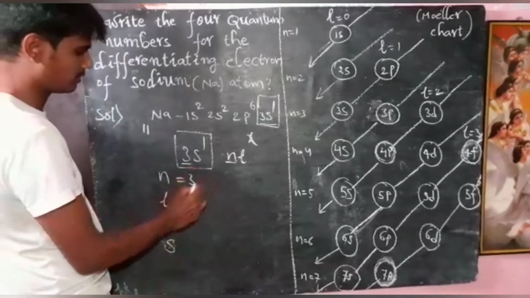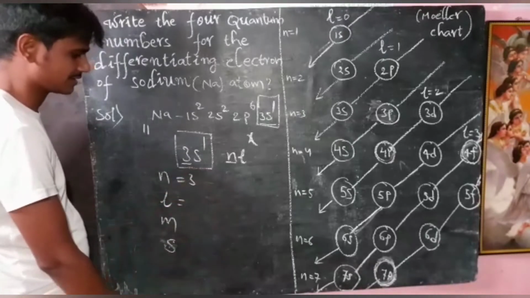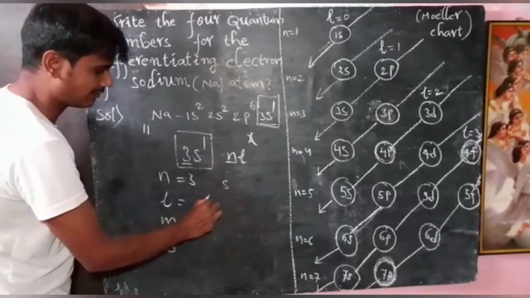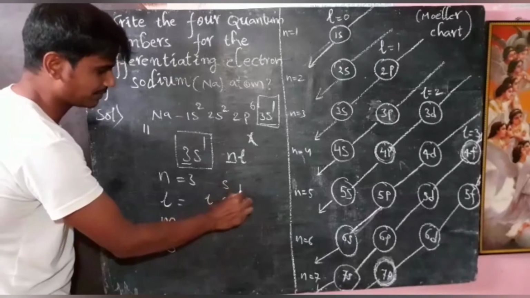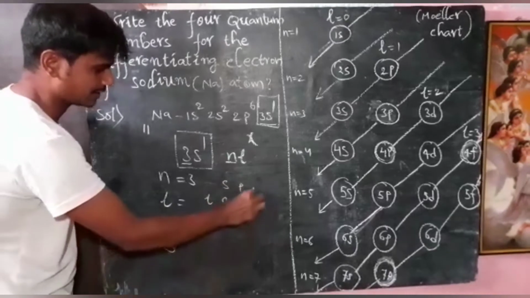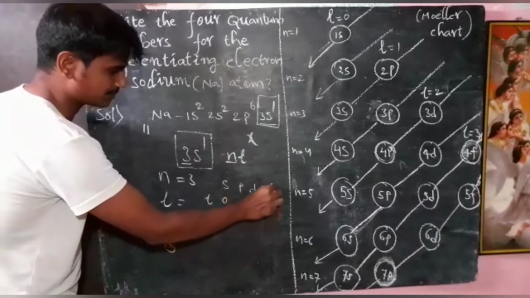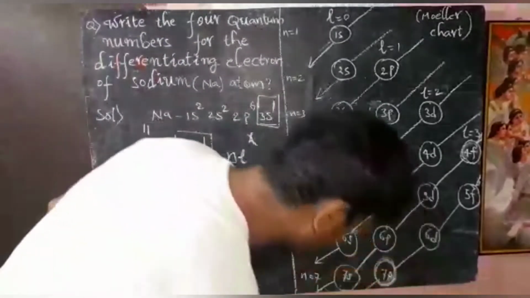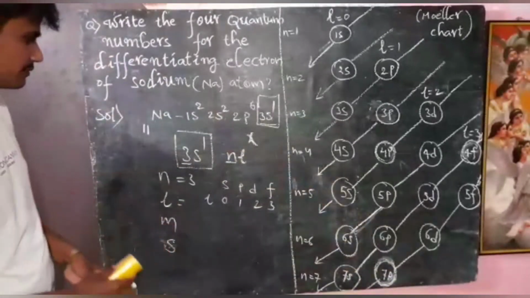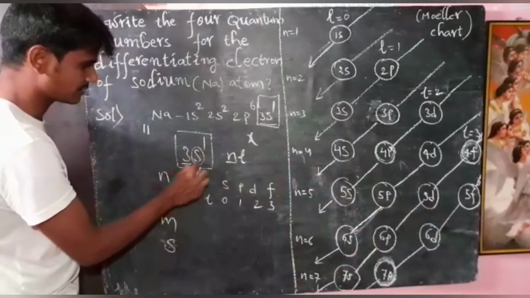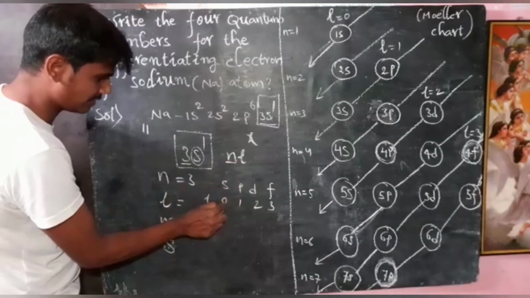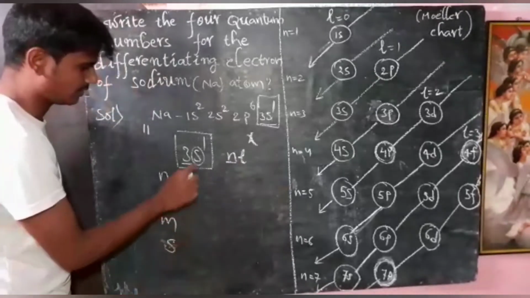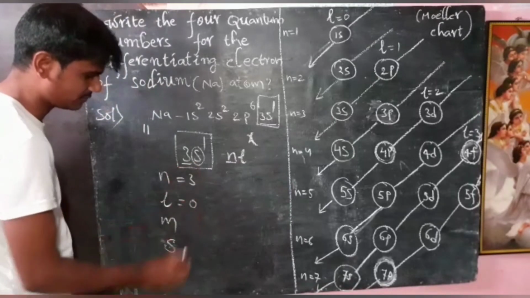Okay, what about l value? Already we discussed: if subshell s, l value is 0; subshell p, l value is 1; subshell d, l value is 2; subshell f, l value is 3. I already gave one table. Based on that, here the subshell is s, so l value is 0. Okay, this is a table we have to keep in our mind. So here subshell is s, that's why l value is 0.